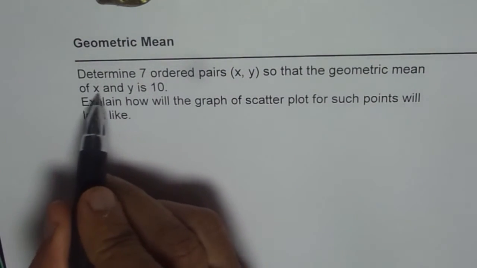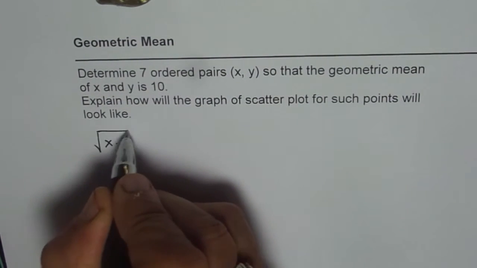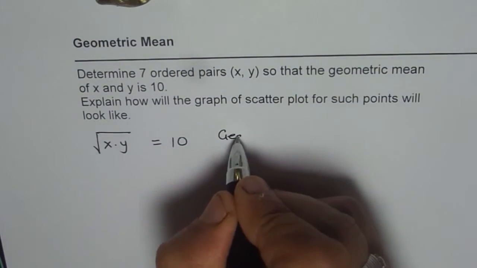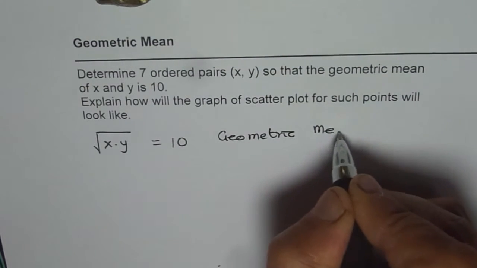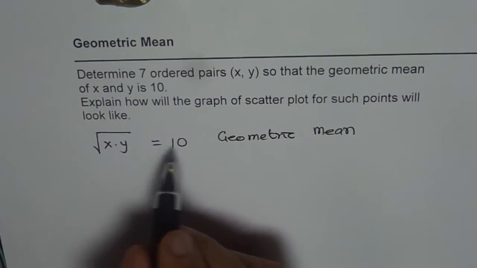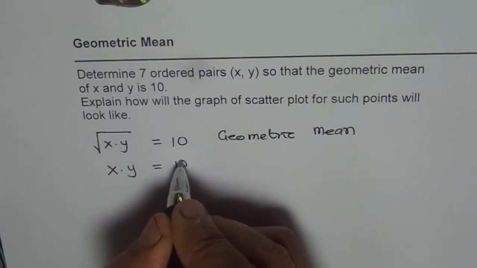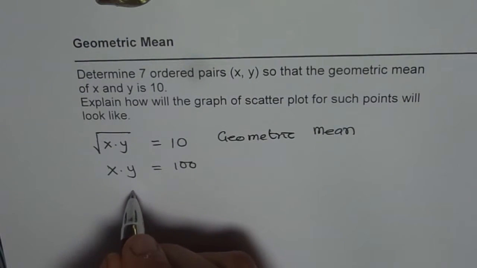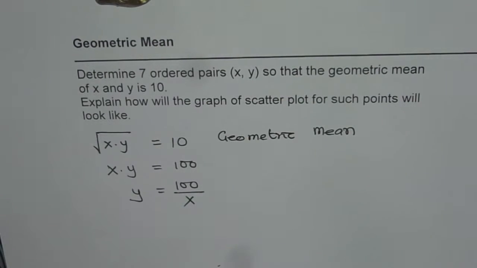When you multiply and square root, that means the square root of x times y should be equal to 10. That is the definition of geometric mean, right? Now, it also means if I square both sides, I get x times y equals 100, right? Now, I can relate y with x, so I can write y equals 100 over x.